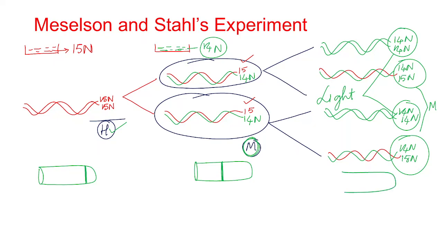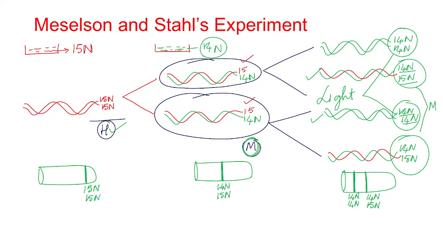And in the third setup, you will get 2 bands, one moderate and another one light, because 2 different types of DNAs are produced here: one moderate with 14N and 15N, and others with 14N and 14N. That is why you will obtain 2 bands here. So this is of 14N and 14N, and this is of 14N and 15N, and here it is of 14N and 15N, and here the completely heavier DNA, that is 15N and 15N.